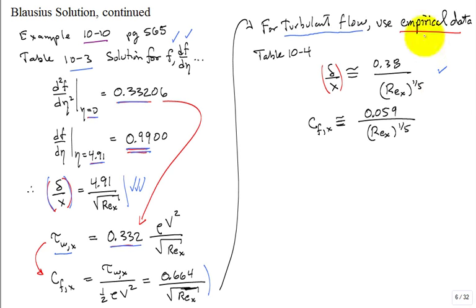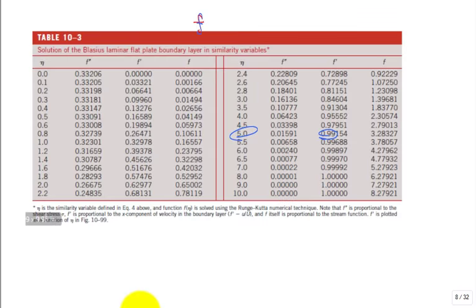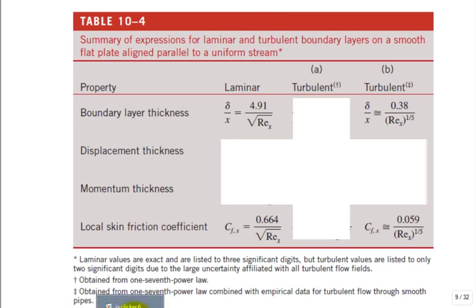Now, if you go to turbulent flow, you have no analytic expression. You have to rely on experimental data or empirical data. So they want the same type of thing: how does the boundary layer grow and what is the local skin friction coefficient. Let's take a look at this table, 10.4. I tried to white out here stuff that may just be distracting to your eye.